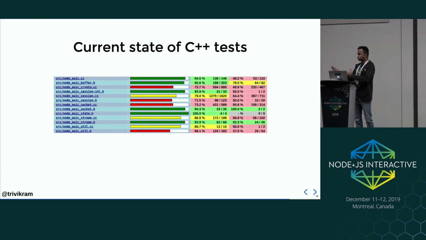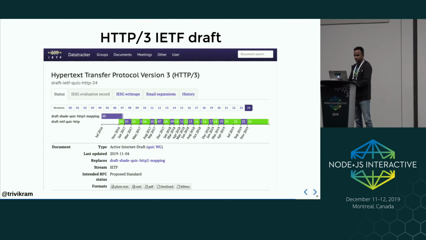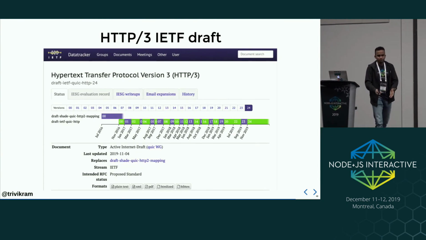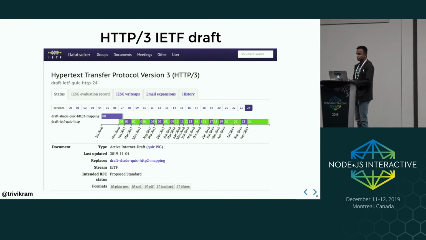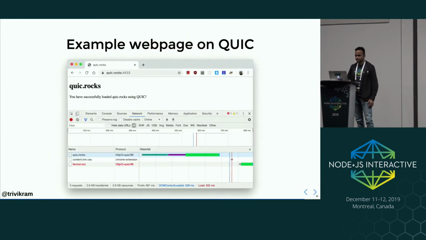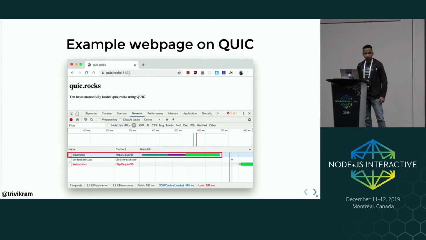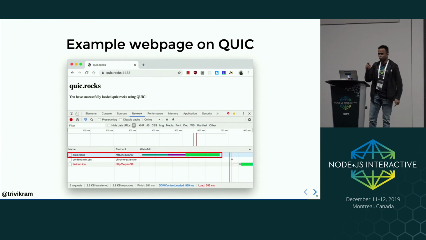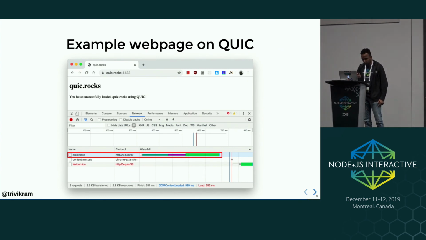Now this is how to contribute to QUIC in HTTP/3, but if you want to go deeper and contribute to the protocol itself, then the HTTP/3 protocol is at IETF draft 24 right now. So you can join their meetings and make suggestions. We'll still see an example web page on QUIC, that is quick.rocks. This is how it looks. When you examine it, at the bottom you will see that the protocol is HTTP/2 plus QUIC.